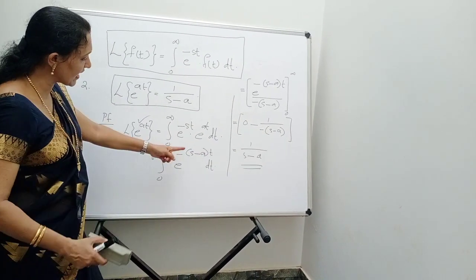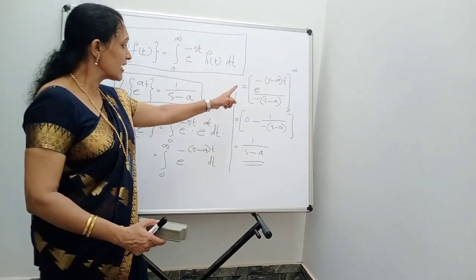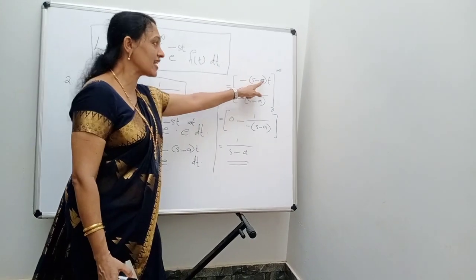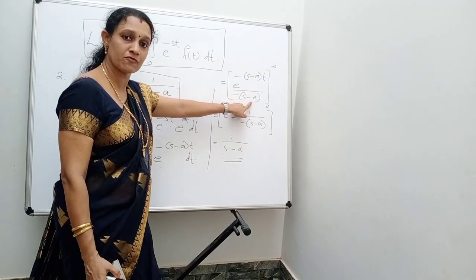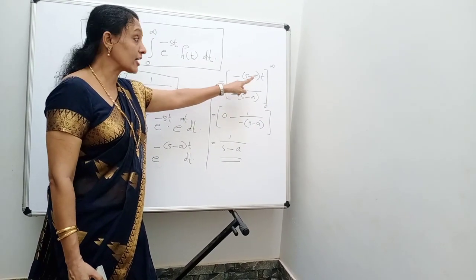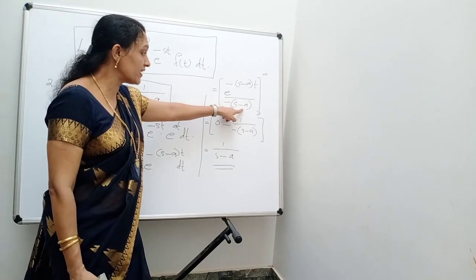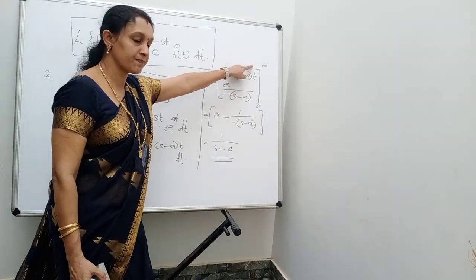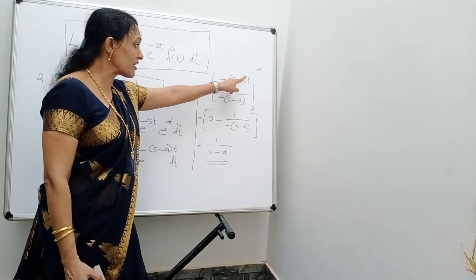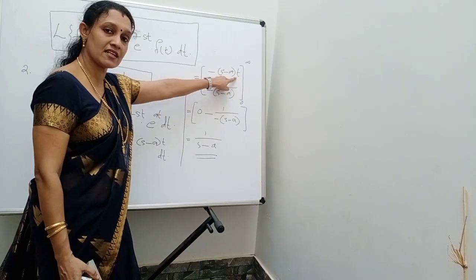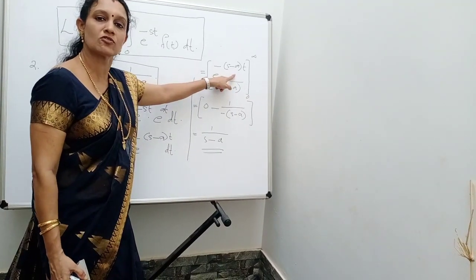Now we should integrate this. What is the integral of this function? It is e raised to minus of s minus a into t divided by minus of s minus a. We know in integration the coefficient should be divided. So minus of s minus a with the limits 0 to infinity. Now you first substitute the upper limit, then the lower limit. When you substitute the upper limit infinity in the place of t, it is e raised to minus infinity, that will be 0.